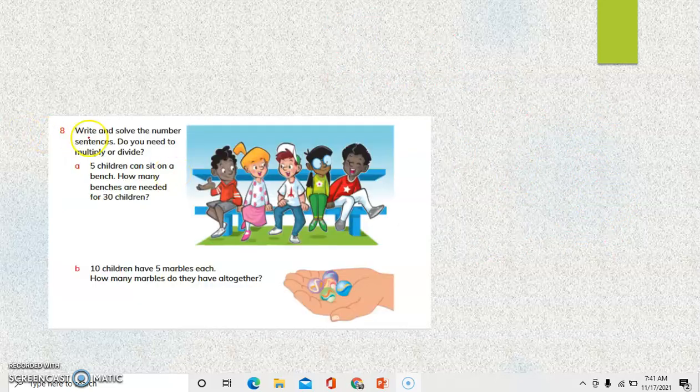Now moving forward, write and solve the number sentences. Do you need to multiply or divide? 5 children can sit on a bench. How many benches are needed for 30 children?